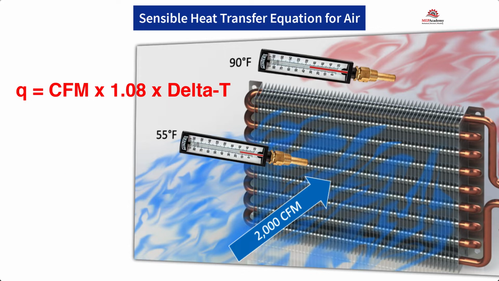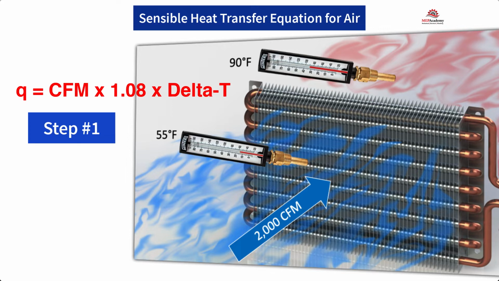Looking at this heating hot water coil, we see that there is 2,000 cubic feet per minute of air flowing through this coil with a leaving temperature of 90 degrees Fahrenheit and the entering air at 55 degrees Fahrenheit. With this information, we can solve for how many BTUs are being supplied to the air.